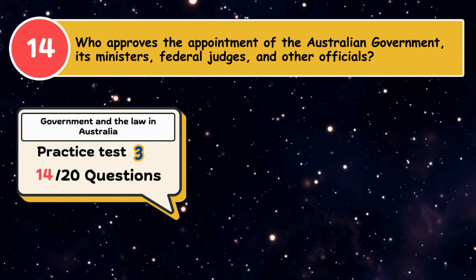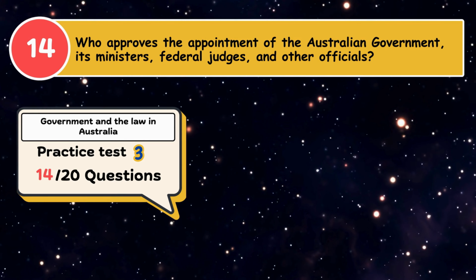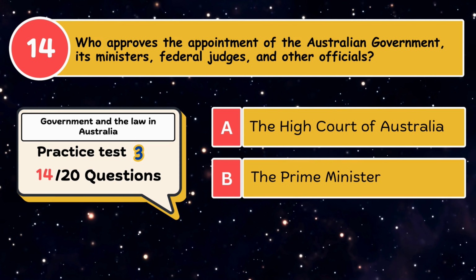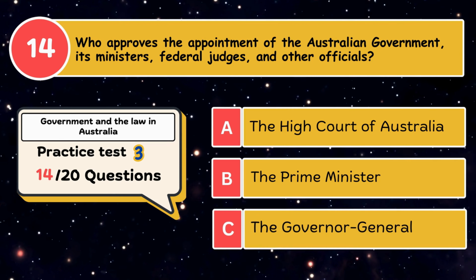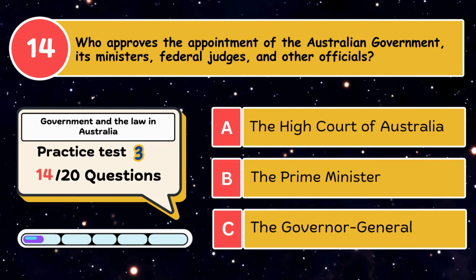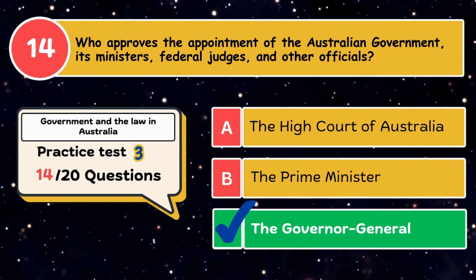Who approves the appointment of the Australian government, its ministers, federal judges, and other officials? A. The High Court of Australia. B. The Prime Minister. C. The Governor-General. The correct answer is the Governor-General.